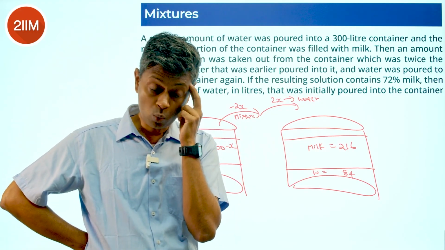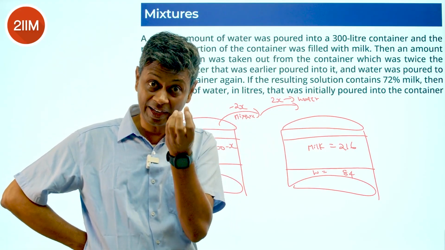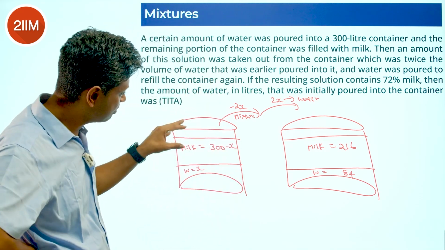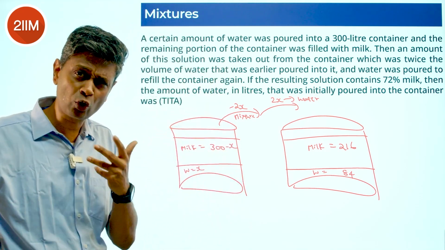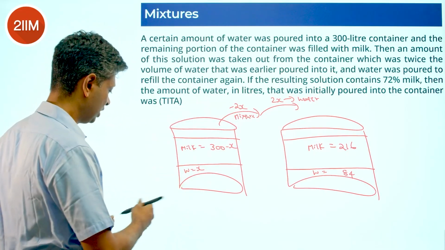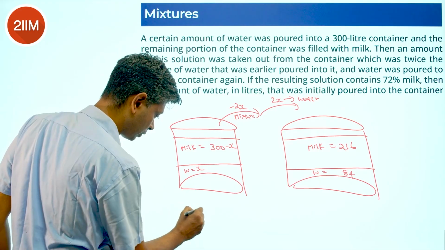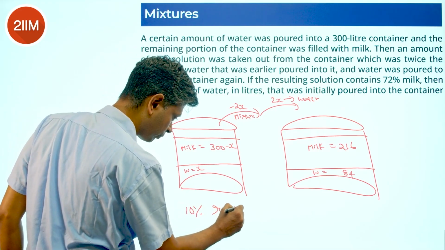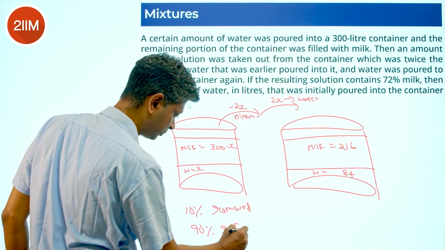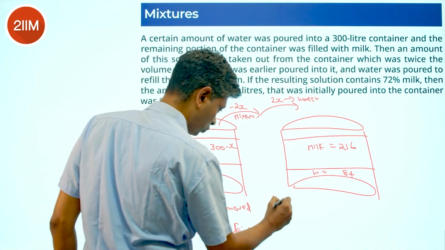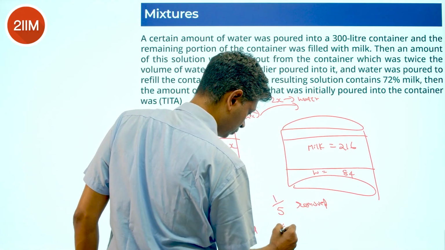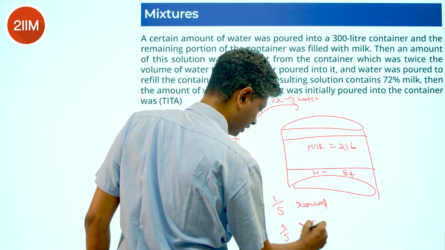I'm going to think about what milk is retained. Frame an equation for that and then I'm through. 300 minus x milk is there. What fraction of the overall volume is removed? 2x by 300. Imagine if 10% is removed, then 90% is retained. If 1/5 is removed, 4/5 is retained.